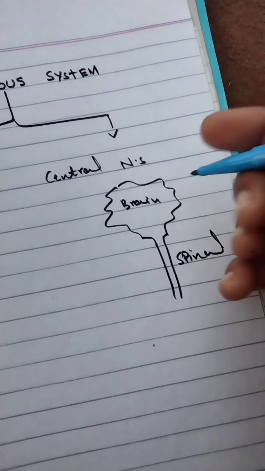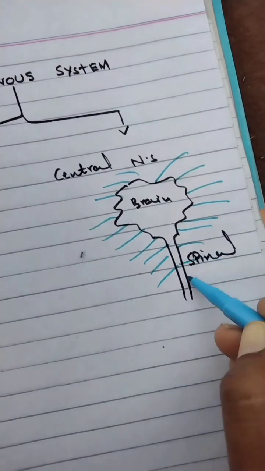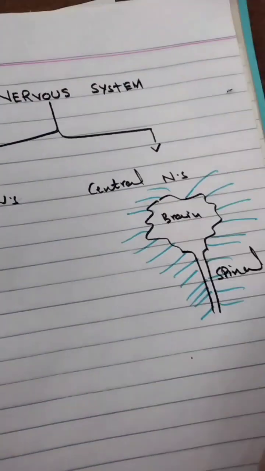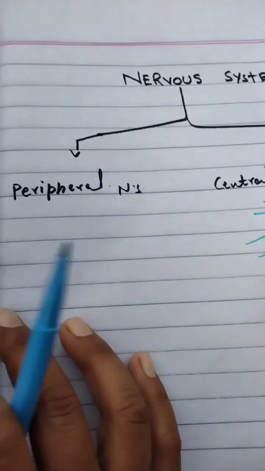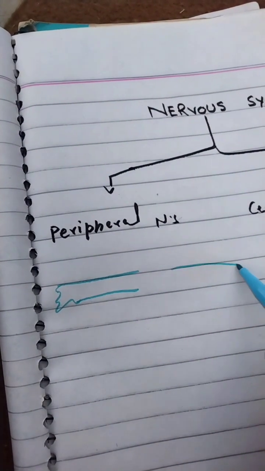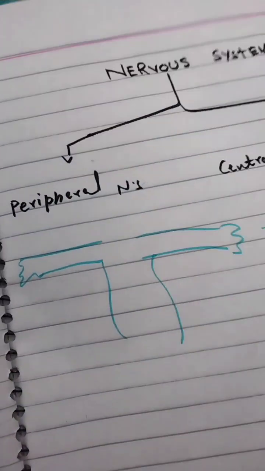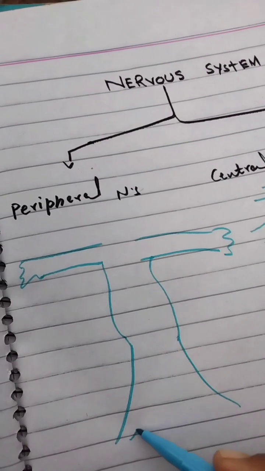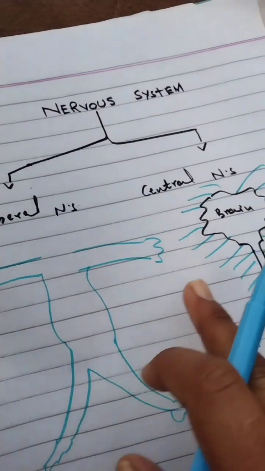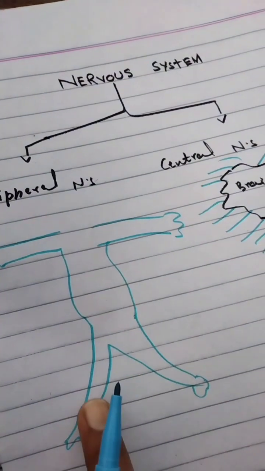The nerves that originate out from the brain and the spinal cord make the peripheral nervous system. The peripheral nervous system is in our hands, our arms, our body, our legs, our feet, everything except the brain and spinal cord, and all the nerves present in the arms, hands, body, legs and feet.